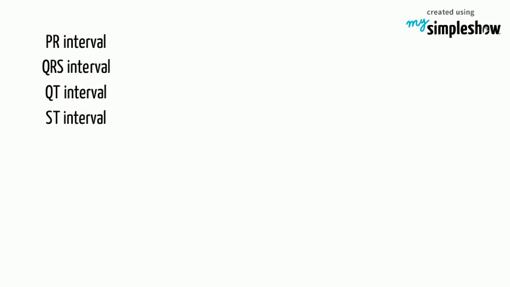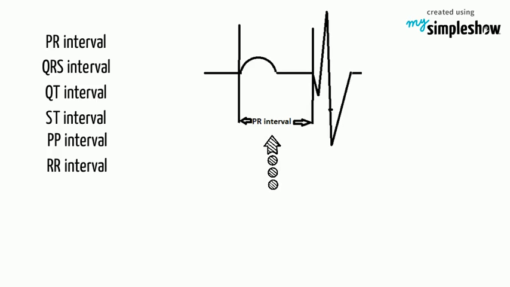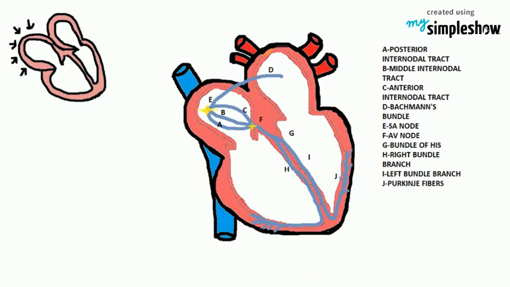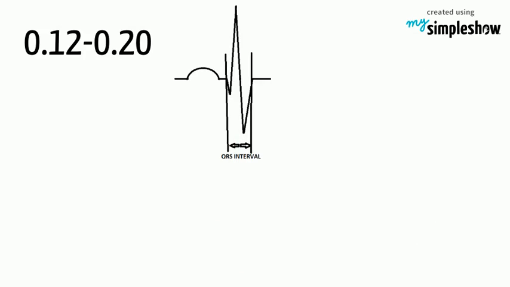Various ECG intervals are PR, QRS, QT, ST, PP, RR. The PR interval is the interval between the beginning of the P wave to the beginning of the Q wave. It represents the atrial depolarization and conduction through the AV node and bundle of His. Its normal duration is 0.12 to 0.20 seconds.